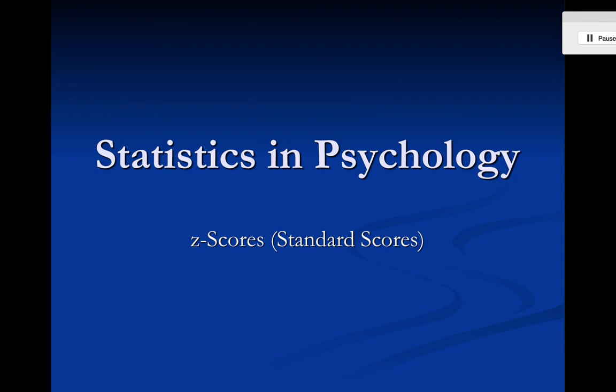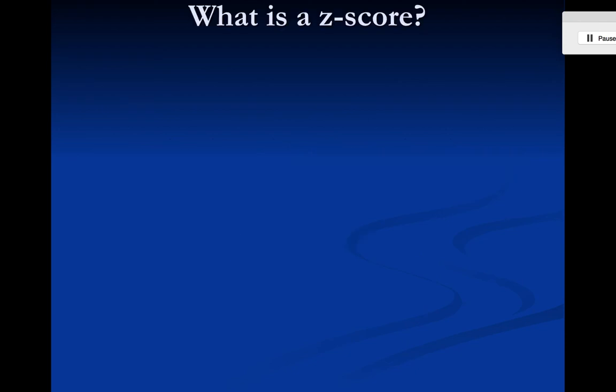Now, when we think about z-scores, I guess the biggest overarching question is, what is a z-score? You've probably never really heard of a z-score. You've probably never been in a situation where somebody would bring up a z-score in a conversation. You've probably been in a conversation where somebody talks about the median or the mean or something along those lines. But very rarely is somebody going to talk about a z-score in a general discussion. So what is a z-score?